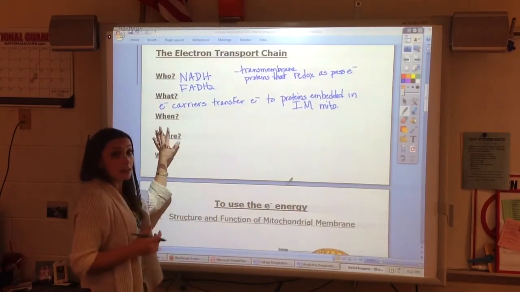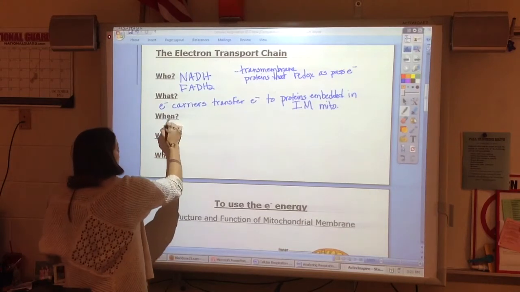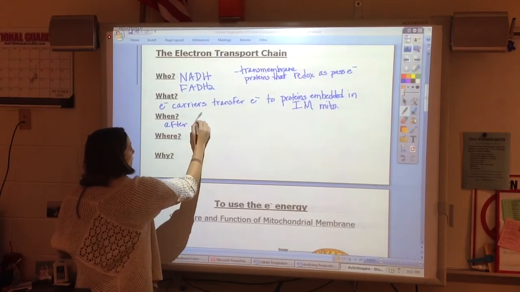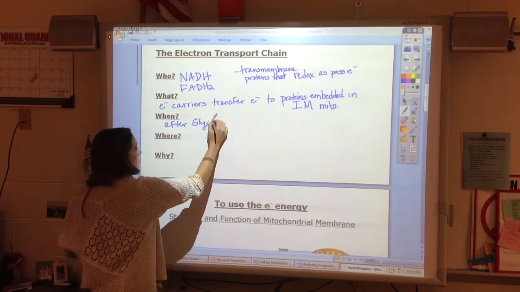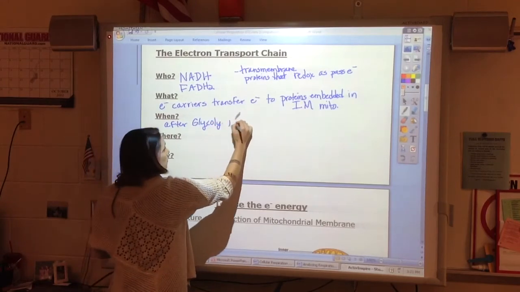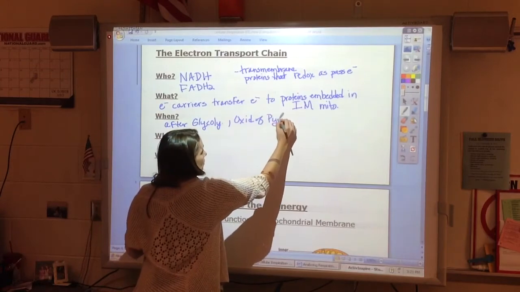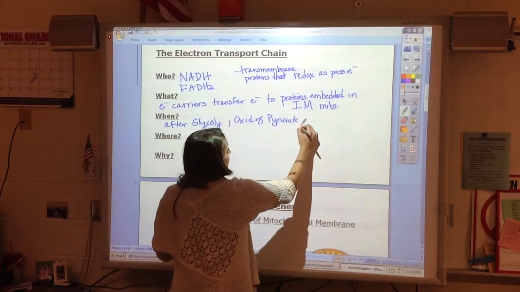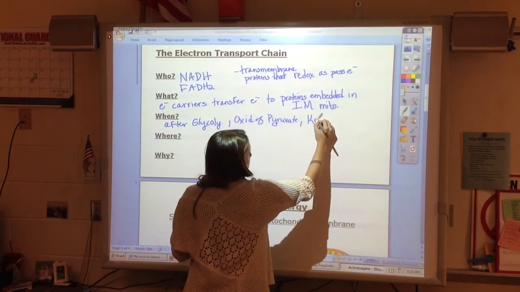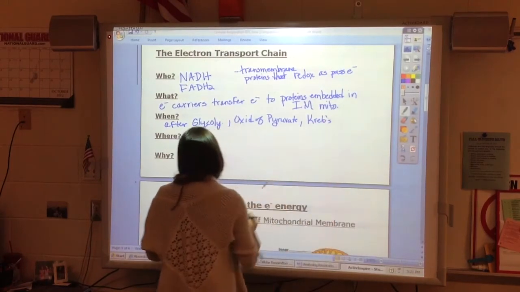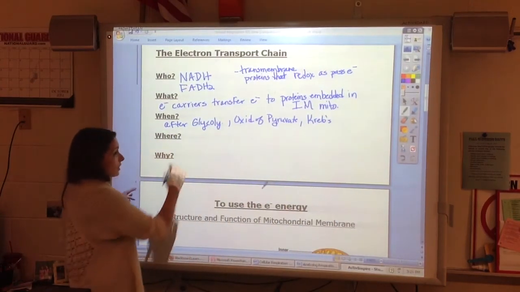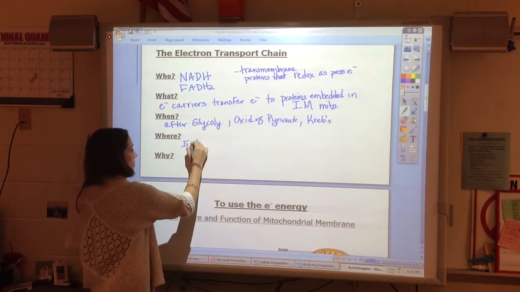And so when is this happening? This is happening after glycolysis, after the oxidation of pyruvate, and after the Krebs cycle. This is on the inner membrane of the mitochondria.